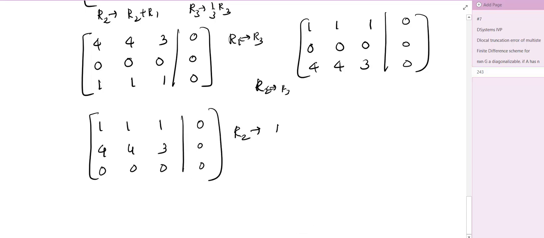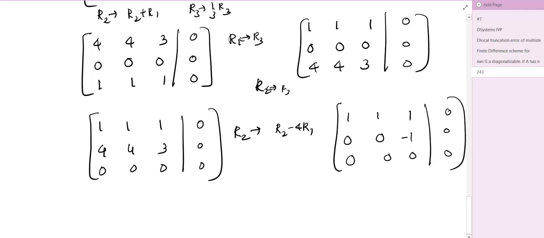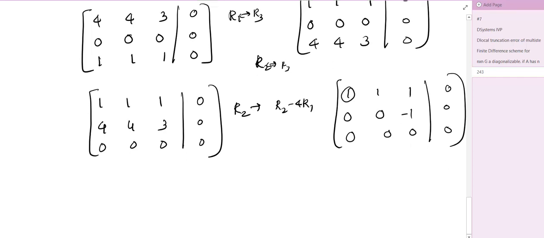Now we want R2 to change to R2 minus 4 times R1. This will be 1, 1, 1, 4, 4. Then this is 3 minus 4, that is minus 1. Okay, and here this is 0, 0, 0. And now clearly you can see here is a pivot position and here is a pivot position. So there is only one free variable, that is x2.